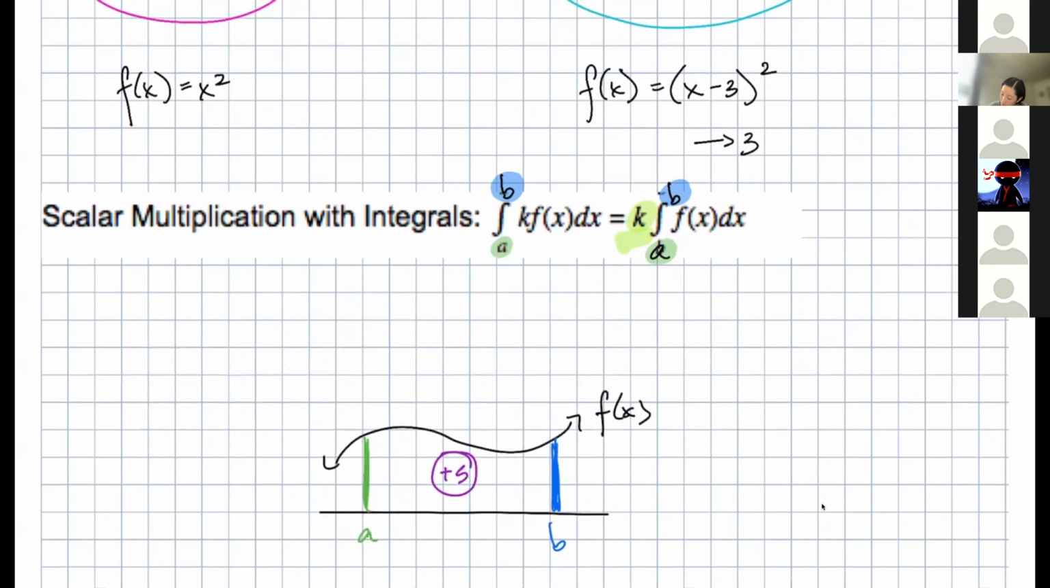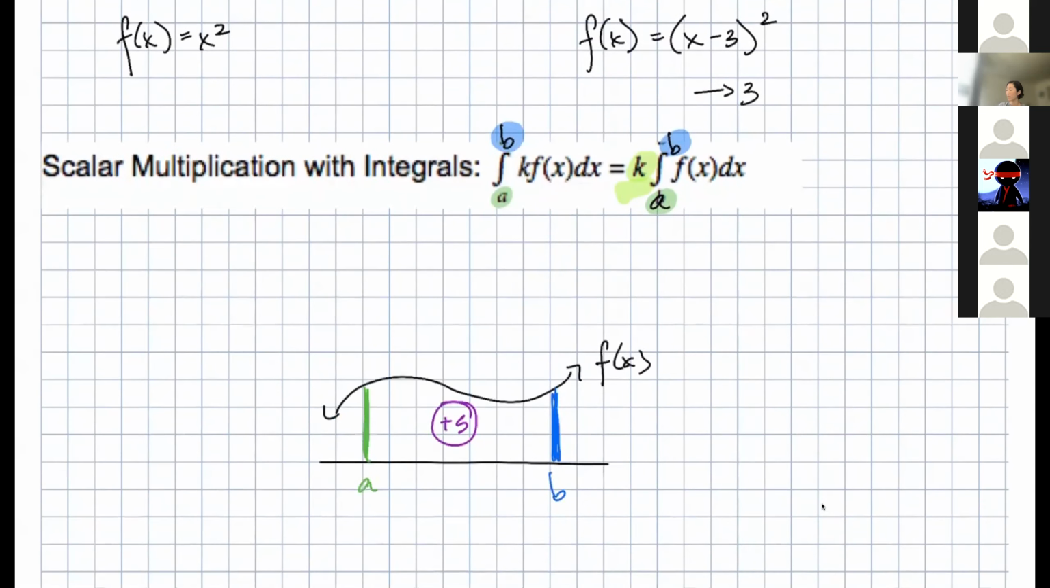So if I have this as an area of 5, and now I'm telling you that you're multiplying it by 2, yeah, you're going to get an area of 10. And so if we think about 2 times a function, this 2 is the same as a vertical stretch, okay?